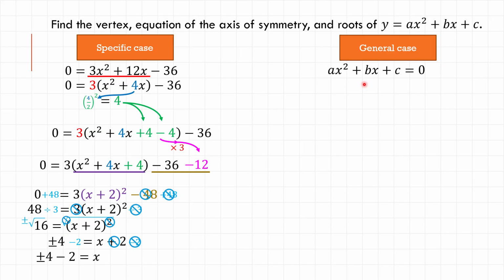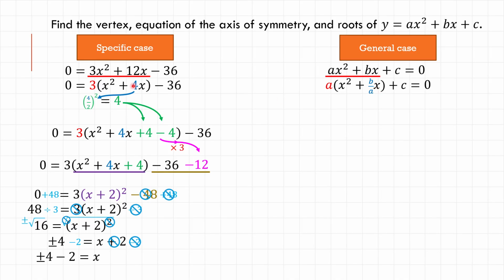If we were solving this generally, the first thing we would have to do to get to vertex form is to factor the a value out of the first two terms. So here, I'm going to divide both of these by a. So ax squared divided by a is just x squared, and b divided by a is just b over a. I'm just going to write it as a fraction and leave it the way it is right there.